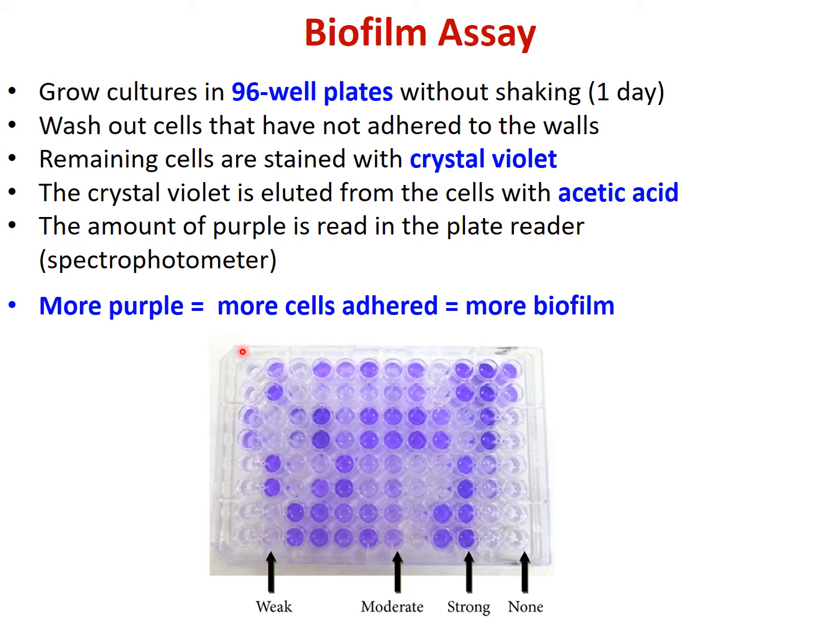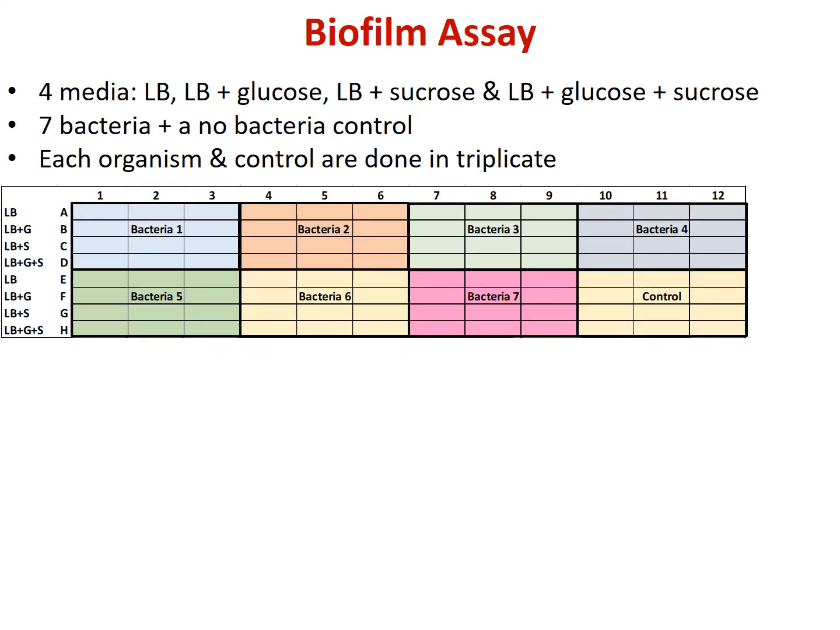And so we can quantify this whole plate by putting it in a spectrophotometer, which you have used, except now we're going to use a particular spectrophotometer called a plate reader, and it can read all these wells at once, and it will give us numbers of how much purple, so we can quantify this. It's really nice. The more purple, the more cells that adhered. Okay, so we are going to set up our plate in a very systematic way.